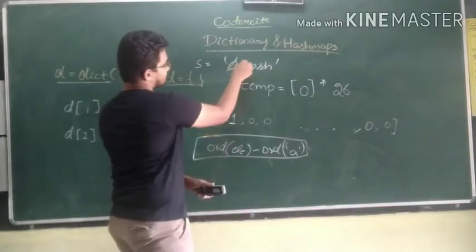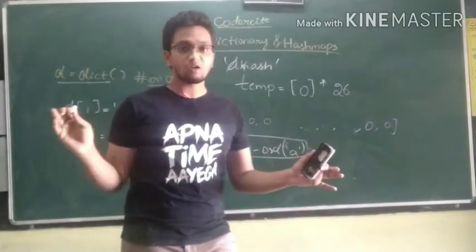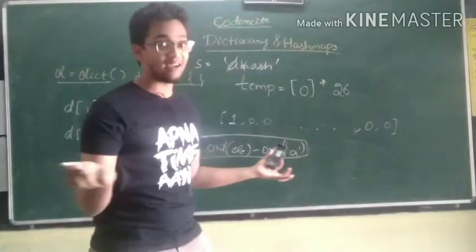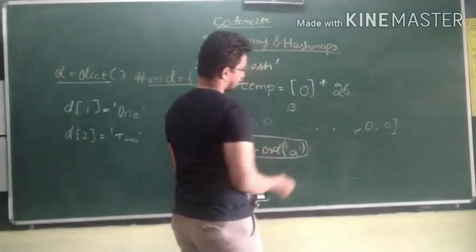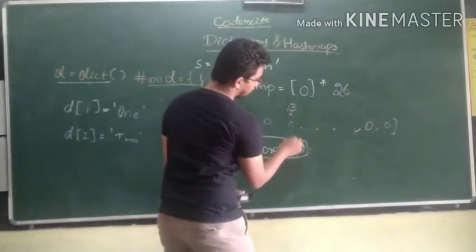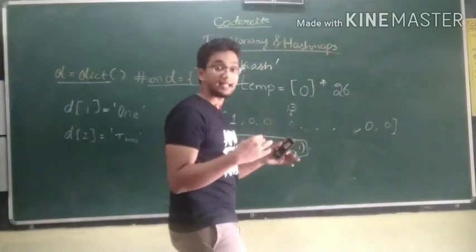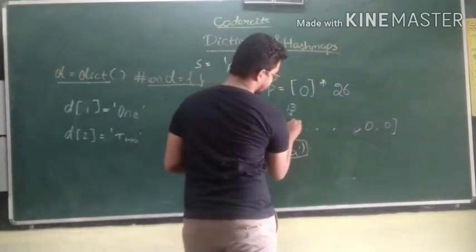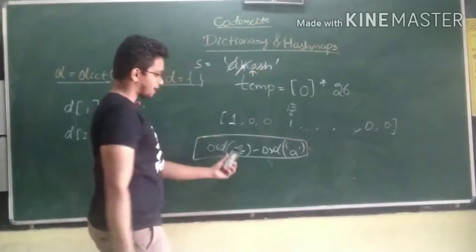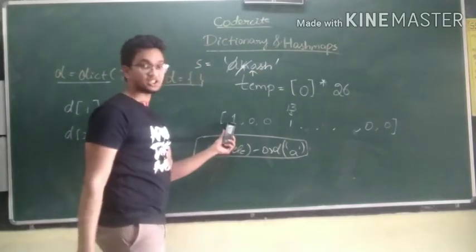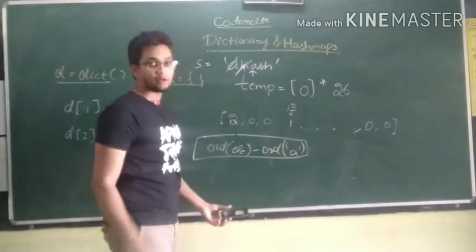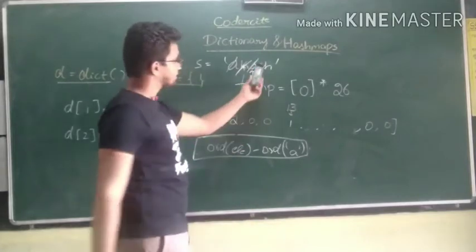Okay, now coming to the next element, that is K. ORD of K minus ORD of A is around 13 or so, I don't know the value. Let me take it as 13, but it will be the same value for all computers. So the 13th position got incremented by 1. And now again A. ORD of A minus ORD of A is 0, so the 0th position gets incremented by 1. 1 became 2.